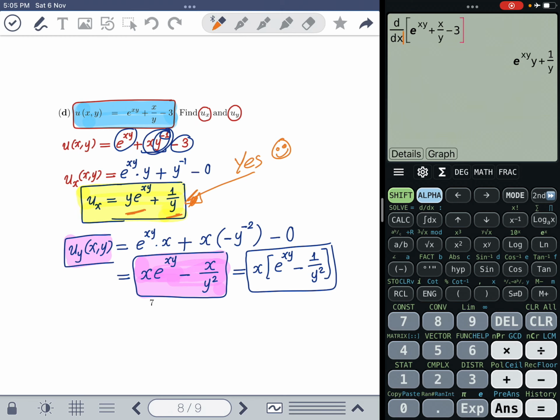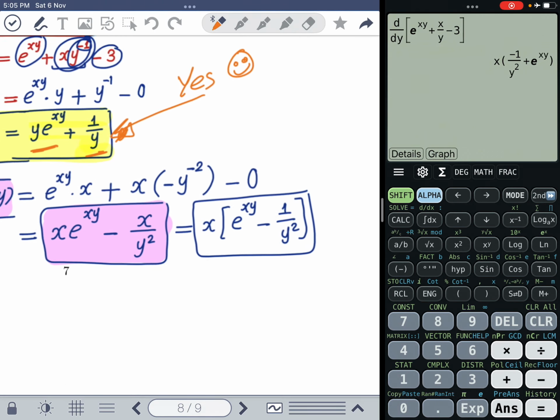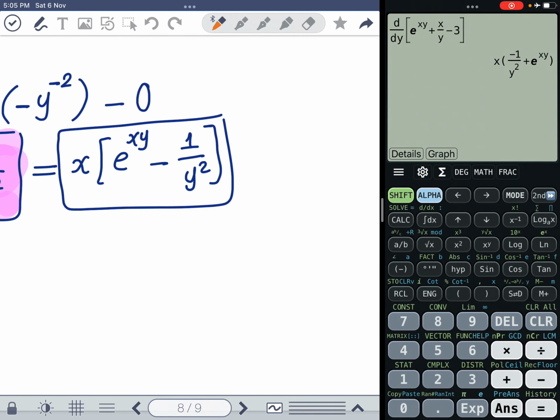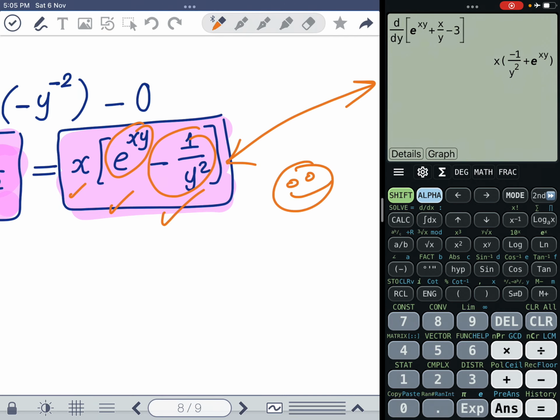Here just change with respect to x. Make it with respect to y. And see, they took a common factor. So let's compare it to this. I'll put this now in pink. This one is our answer. Compare it now to the calculator and see. x outside, yeah. Inside we have e to the xy minus 1 over y squared. Yes. Big happy face, and we're done.